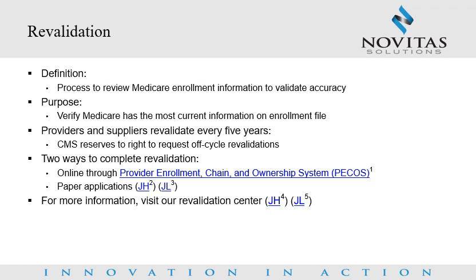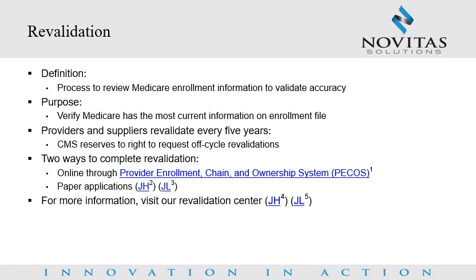Revalidation. What is revalidation? Revalidation is the process to review Medicare enrollment information to validate accuracy. The reason providers and suppliers revalidate is to verify Medicare has the most current information on their enrollment file. Part A/B providers and suppliers are scheduled to revalidate every 5 years, but CMS reserves the right to request off-cycle revalidations. There are two ways to complete a revalidation request.